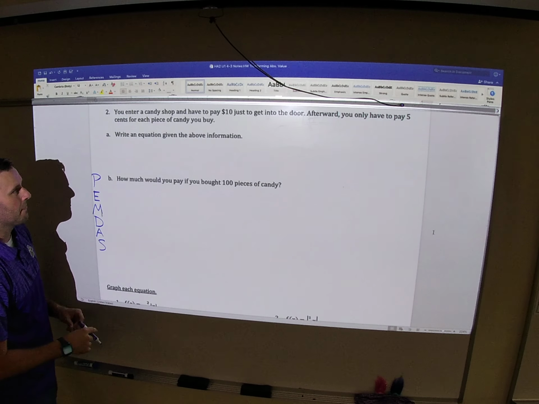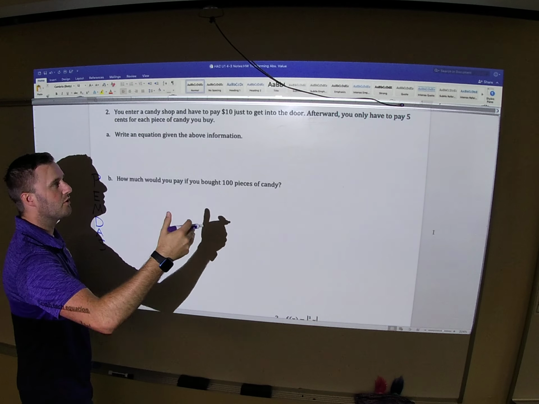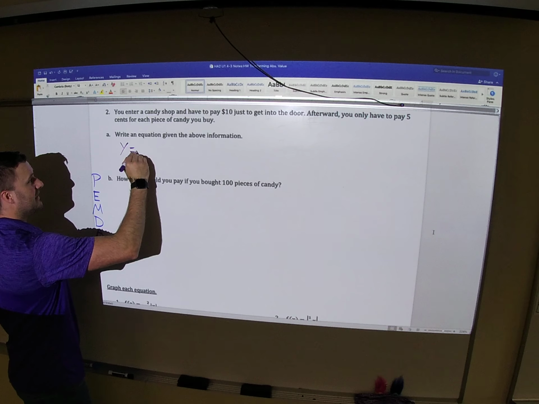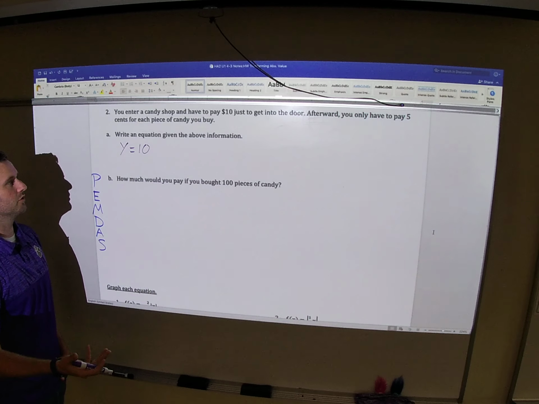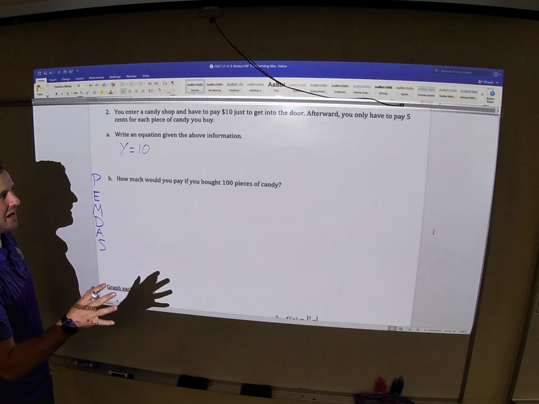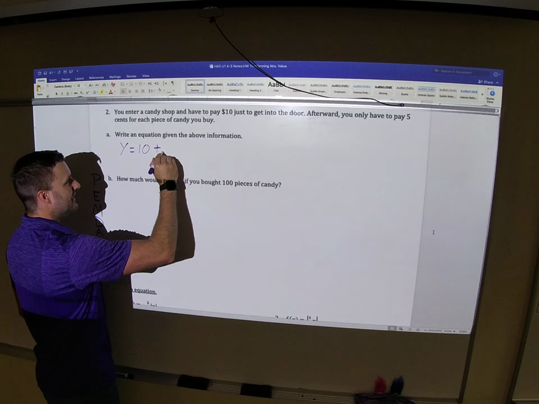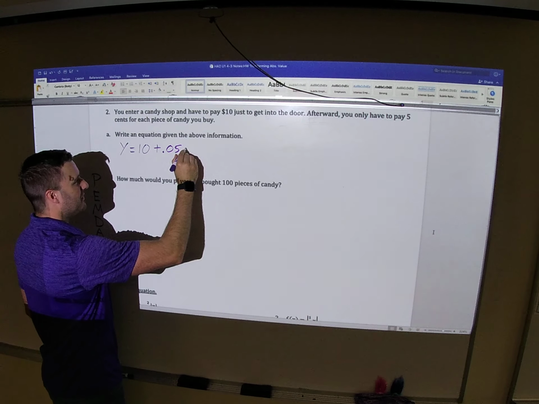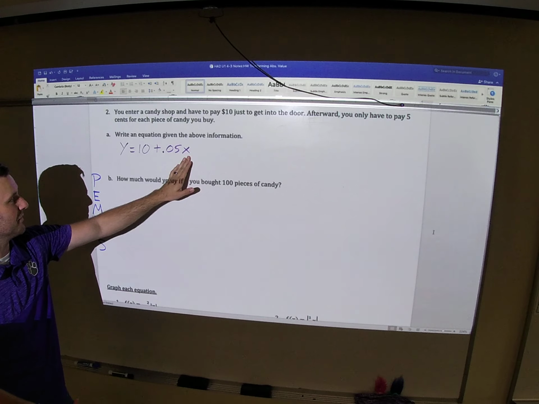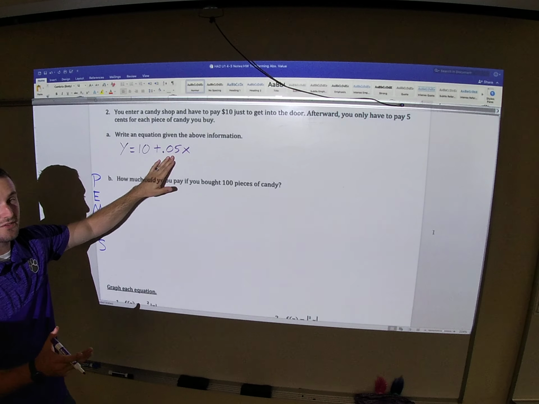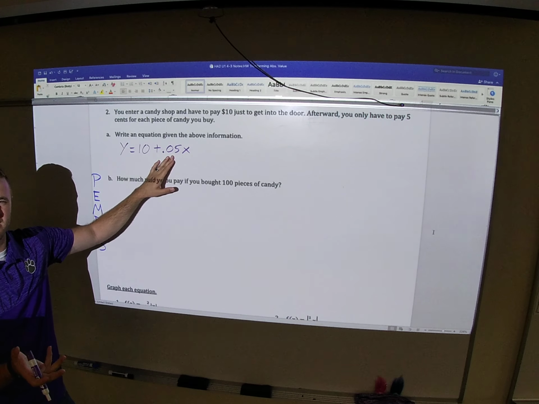So writing this equation, I pay $10 just to get into the door. So it's not $10 per hour or per piece of candy, it's just $10. So y equals this 10 that I just pay as my flat fee. That's kind of my starting point. Later we're going to learn that's our y-intercept. But then afterward, I only have to pay 5 cents. So if you want to write that as a decimal, we're going to say plus 5 cents for every piece of candy. So x in this case is going to represent the number of pieces of candy that I'm going to buy. And this 5 cents, remember, is 0.05. If we wrote 0.5, that would be 50 cents technically.